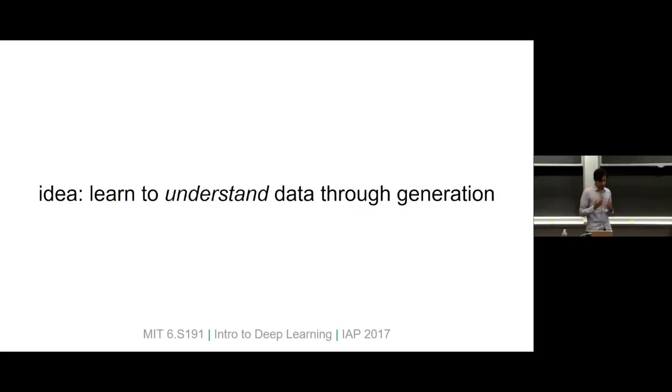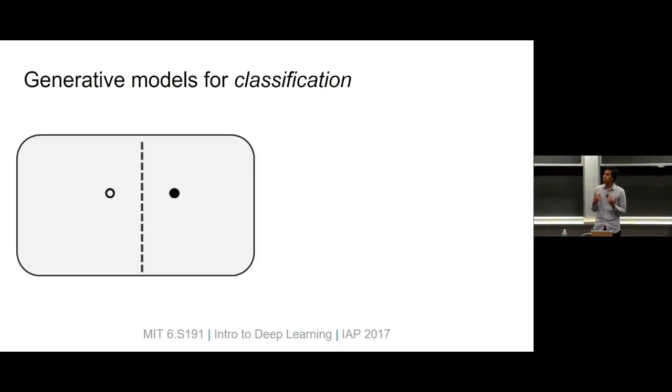Now, again, I'm being a little bit vague about what specifically it means to understand. So I'll try to give some examples here to better illustrate this concept. One important downstream application of generative models is that they're able to assist in classification.